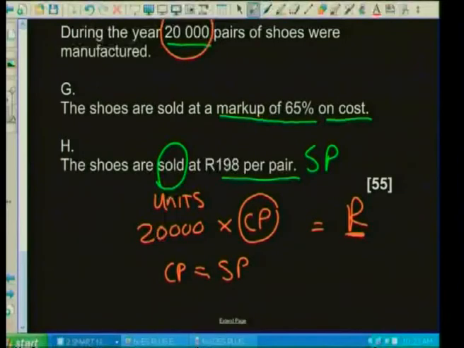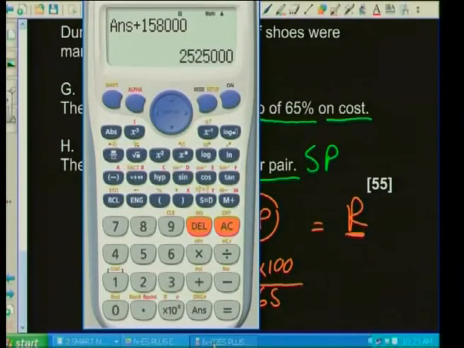Cost price is equal to, remember you did this in grade 8, selling price times 100 divided by 100 plus my markup. So if I take 100 plus 65, I'm dividing by 165. So let's get our calculators out. Let's work out that cost price.